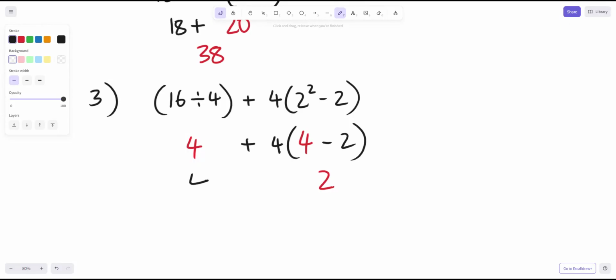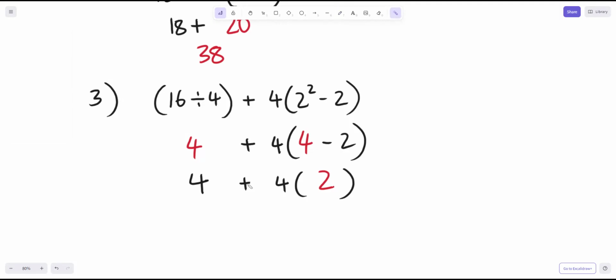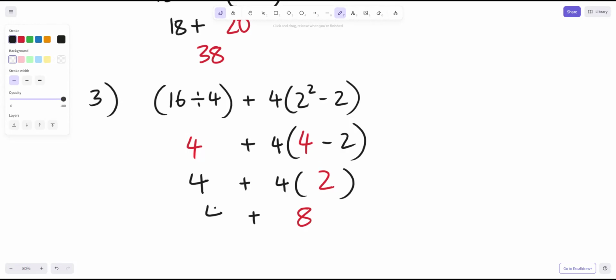And then it's 4 plus 4 parentheses 2. So now I have addition and multiplication. So I'm going to do multiplication next. 4 times 2 is 8 plus 4, and that's going to equal 12.